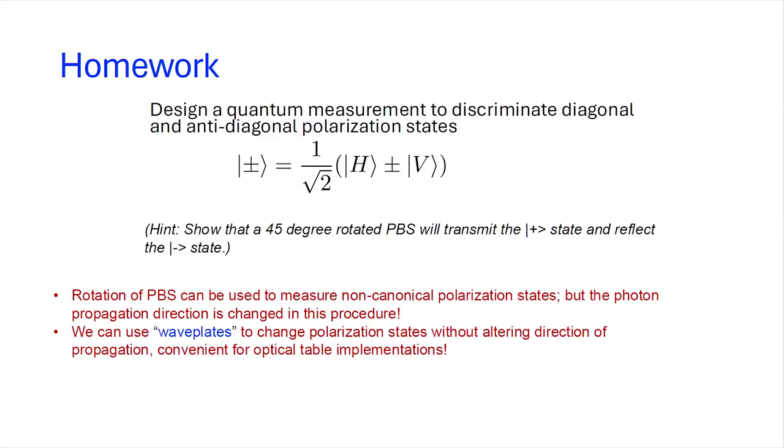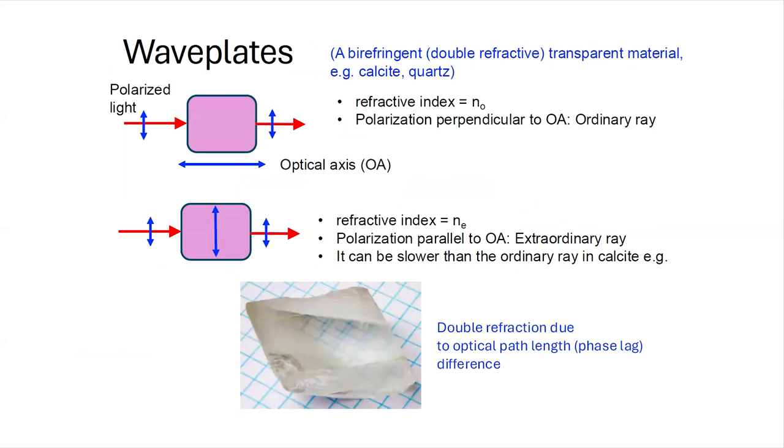There is a very nice device with which, without necessarily changing the direction of the incoming light, you can still make operations on the polarization, which is known as a waveplate. A waveplate is a very simple object. It is just a stone, a very special stone. It is calcite, or quartz.